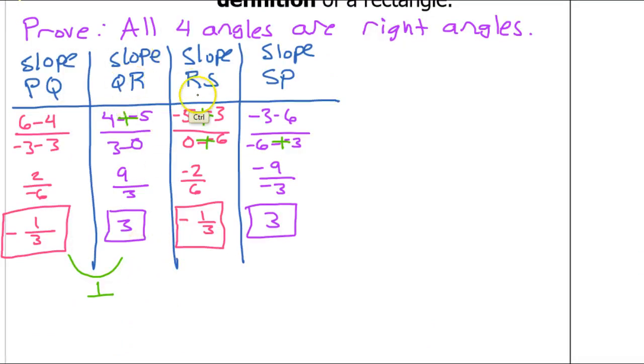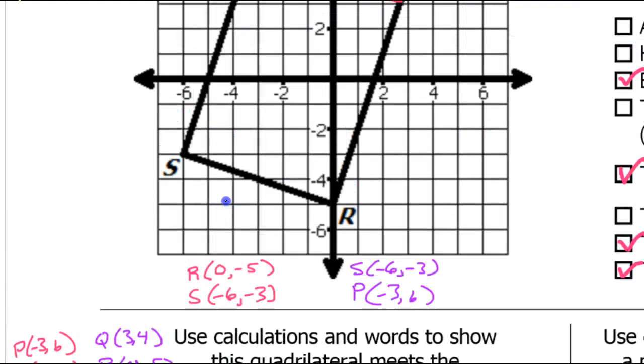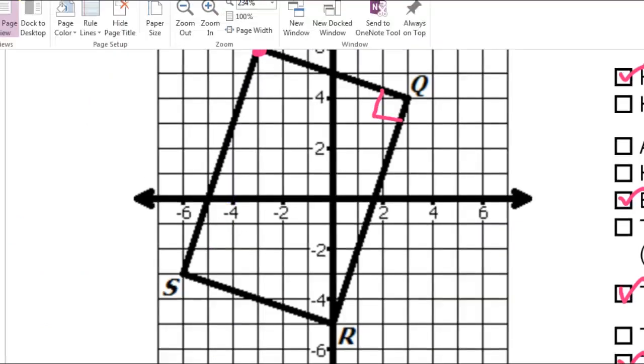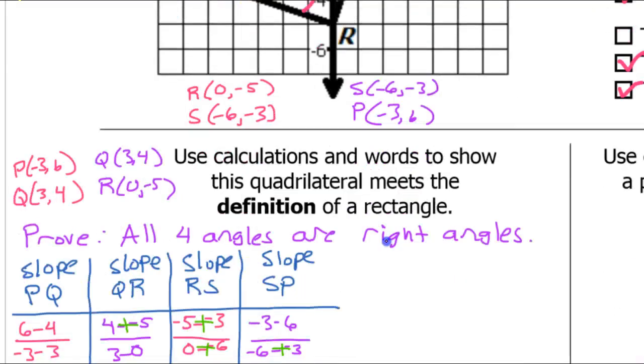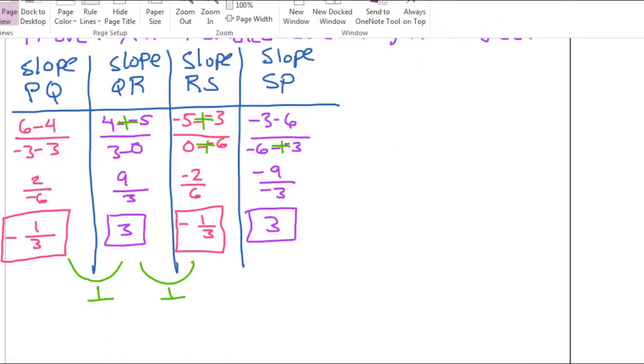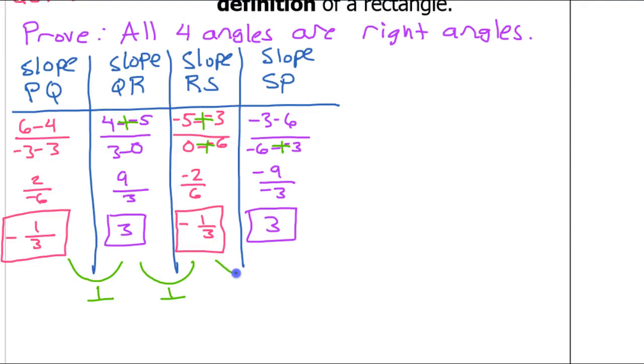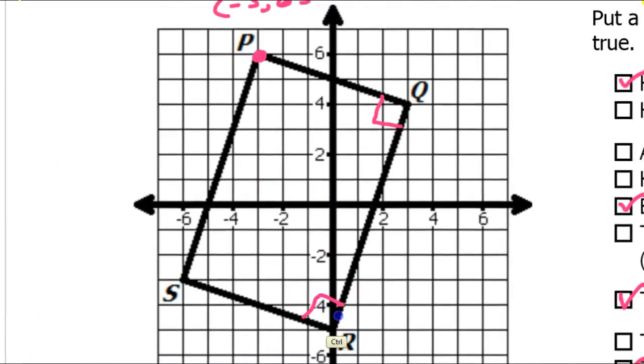Okay, slope QR and slope RS. These are opposite and reciprocal. That means those are perpendicular, QR and RS. So here's QR, here's RS. That means those are perpendicular. Okay, and you can just keep going all the way around. RS and SP are perpendicular because these are opposite and reciprocal. So here's RS, here's SP.